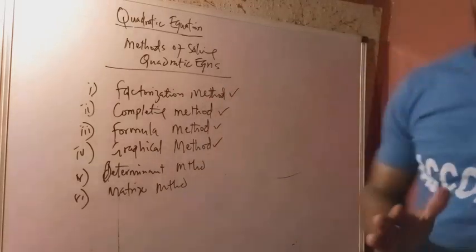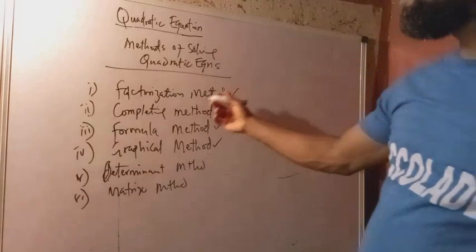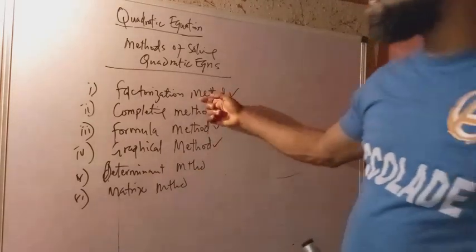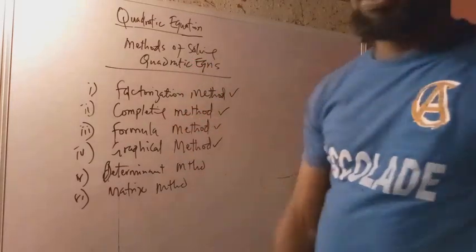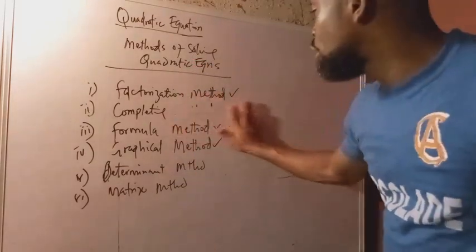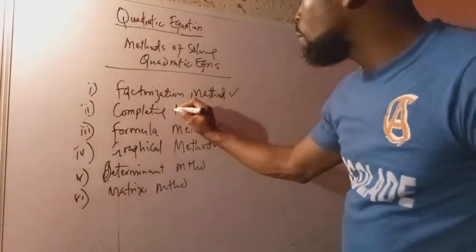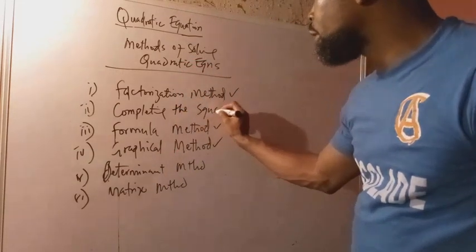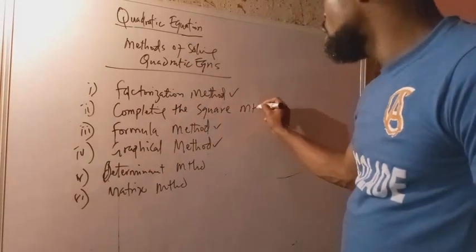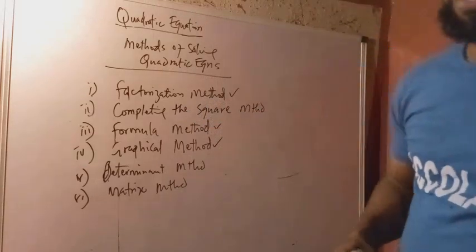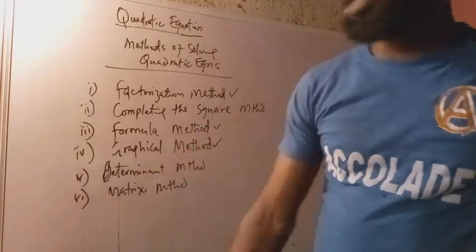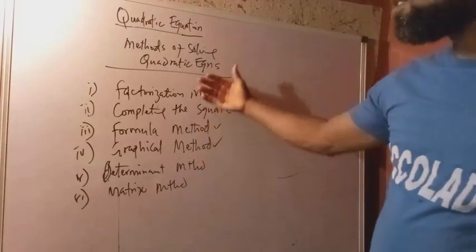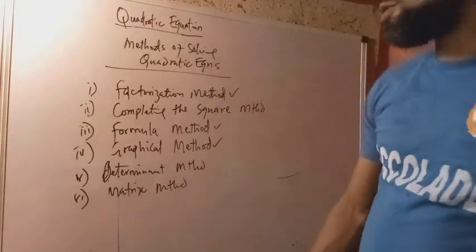The reason why I brought this lesson is just for you to know that we can use the factorization method to solve quadratic equations. We can use the completing the square method. Sorry, I did not finish this line. Completing the square method. All right. And then we can use the formula method, we can use the graphical method. So we are going to use these 4 methods in solving this problem.